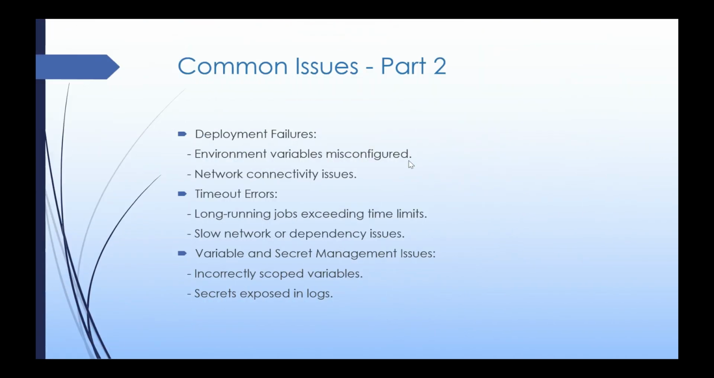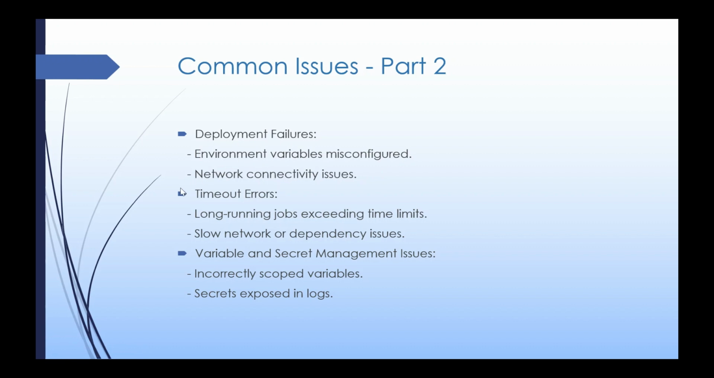The next one is deployment failures. Suppose you have created some variable groups or environment variables where something is misconfigured. You might have given something wrong inside your variable groups or variables. Then in that case, your pipeline will fail.